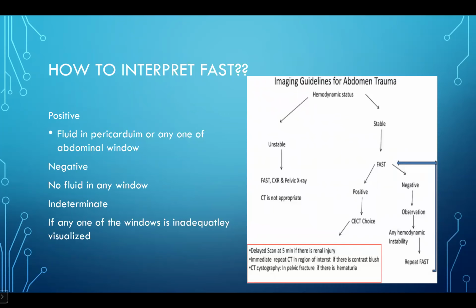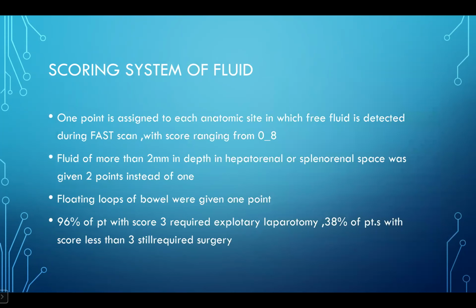Now we have what's called a scoring system of fluid. One point is assigned to each anatomic site in which free fluid is detected during FAST scan, with a score ranging from 0 to 8. Fluid of more than 2 mm in depth in the hepatorenal or splenorenal space was given 2 points instead of 1. Floating loops of bowel were given 1 point.